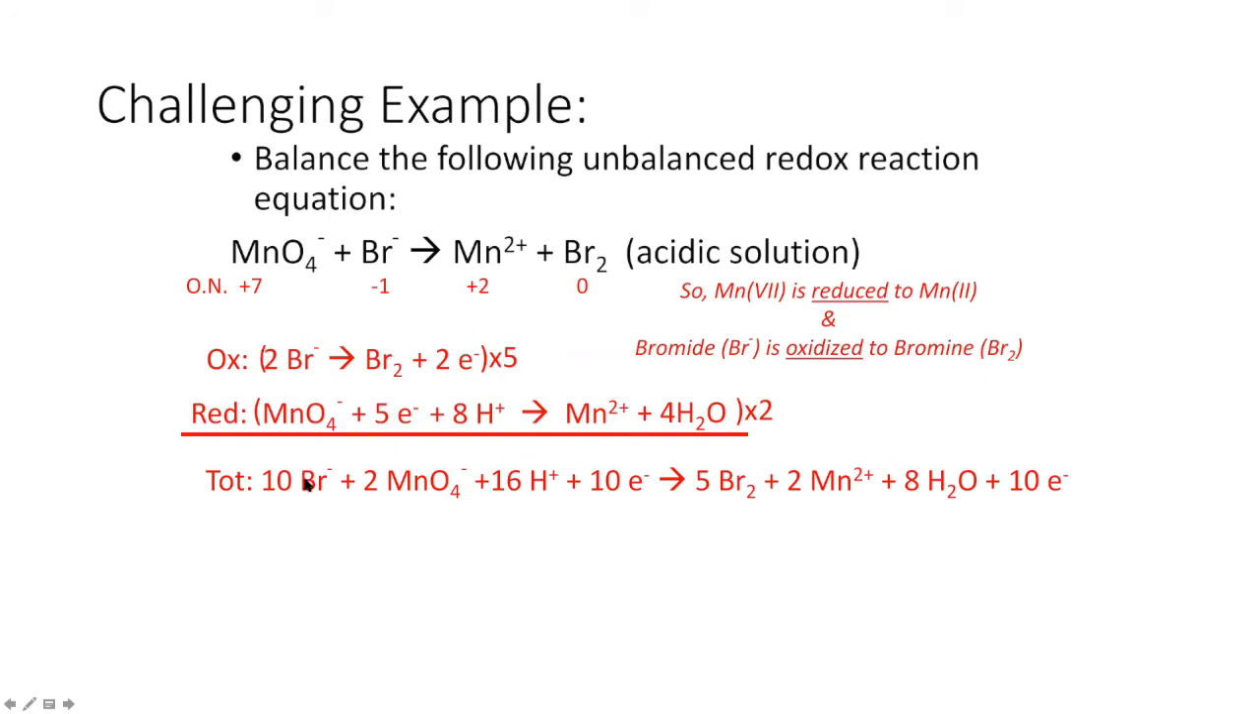Okay, so 5 times 2 is 10 bromides, and then I've got 2 times the permanganate, so 2 permanganates. I've got 2 times the 5 electrons is 10 electrons. I've got 2 times the 8 H pluses for 16 H pluses. And then on the product side, I've got 5 times the bromine, so 5 Br2s. I've got 5 times the 2 electrons, so 10 electrons. I've got 2 times the manganese +2 ion right there, and then 2 times the 4 waters to give me 8 waters. And so now you just cancel out everything that you can. And in this case, that's just the 10 electrons. So you've got 10 electrons on each side, so they cancel out.